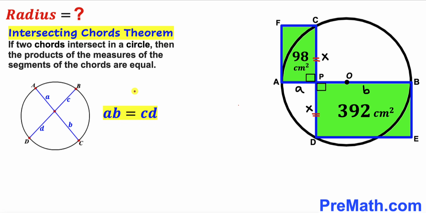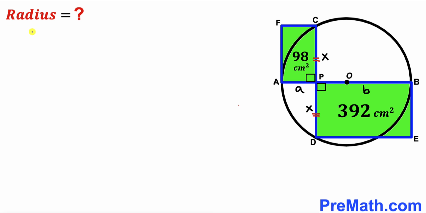Now we are going to apply this intersecting chords theorem on this given problem. We have these segments a, b, and this segment x, likewise this segment x as well. Then we can write a times b equals x times x. In other words, a times b equals x square. I'm going to label this one as our equation number 1.